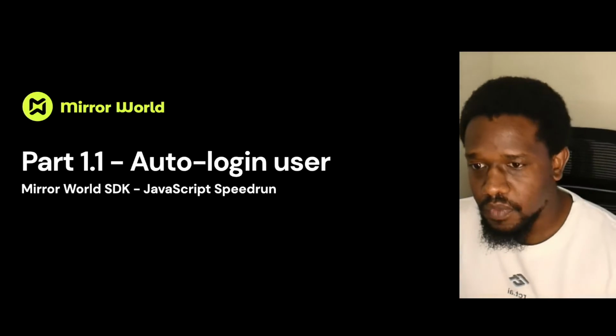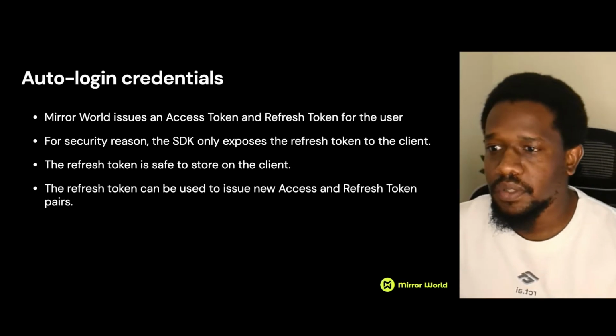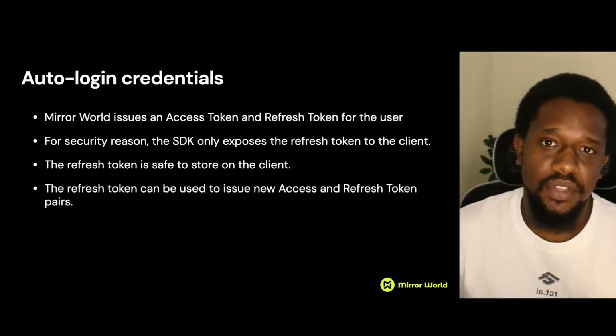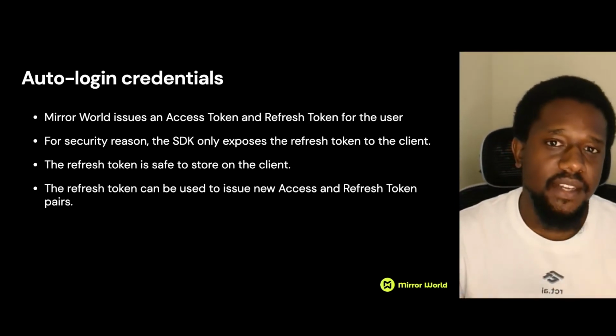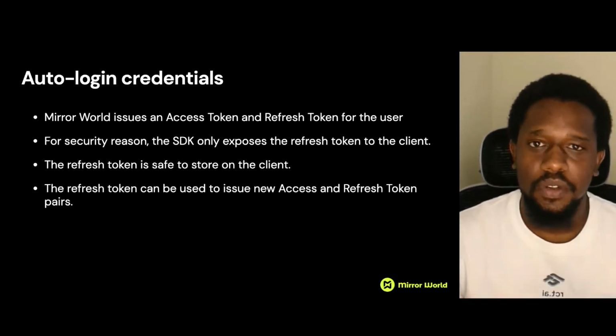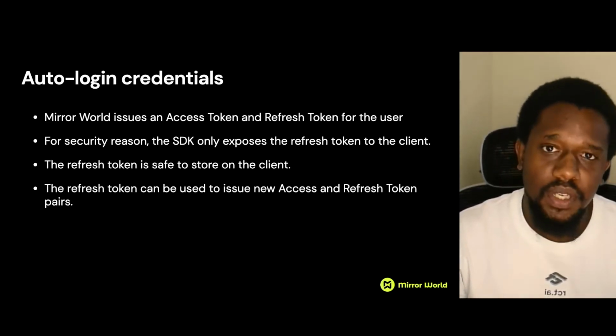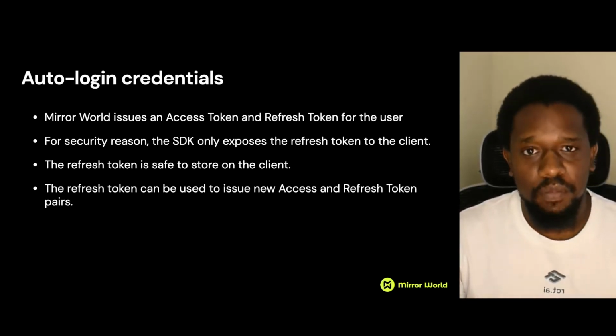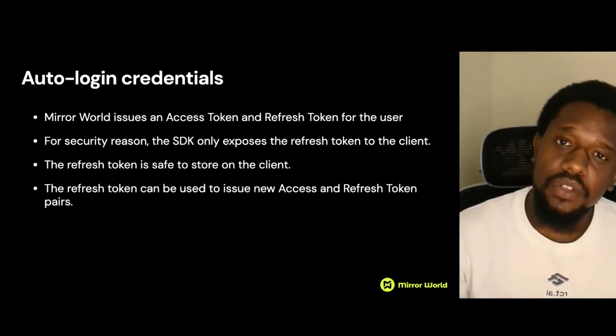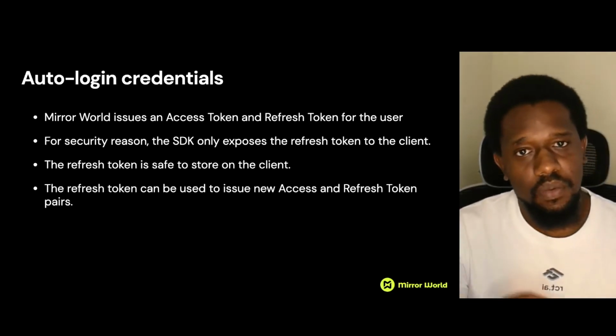All right. So first of all, the Mirror World authentication schema works like this. When a user logs in, we issue two tokens. The first token that we issue is the access token, which is commonly known as the JWT token. This is what identifies what this user is within our system and within your application. You can use that to find basic information about the user. The second token that we issue here is the refresh token.